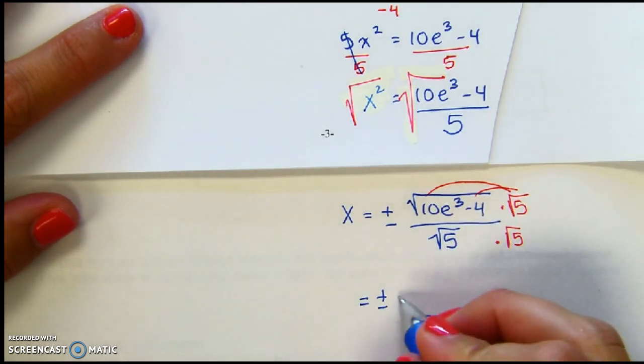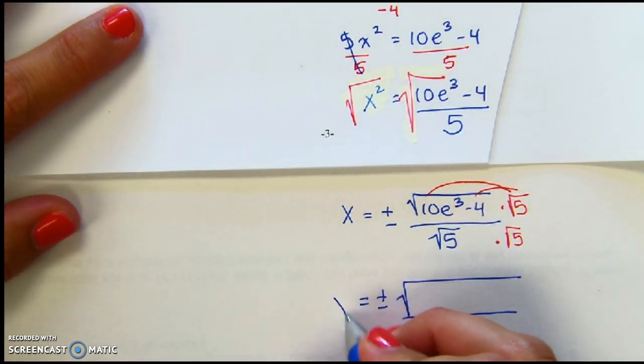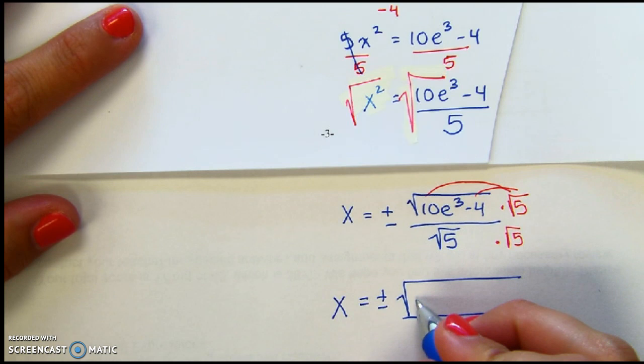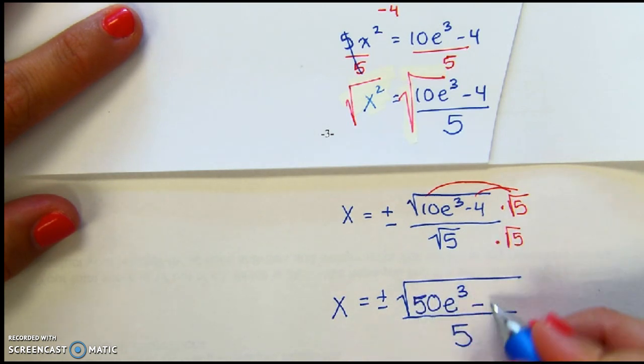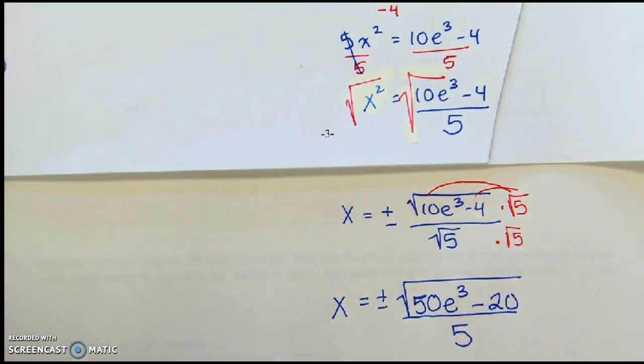So we're going to end up with the square root, finally, the final answer: 10 times 5 is 50 e to the 3, and then 4 times 5 is 20. So minus 20. Like that. Check the answer. 17. Positive, negative.